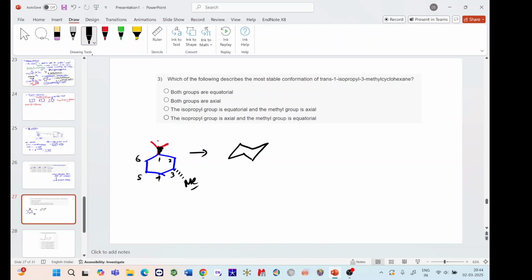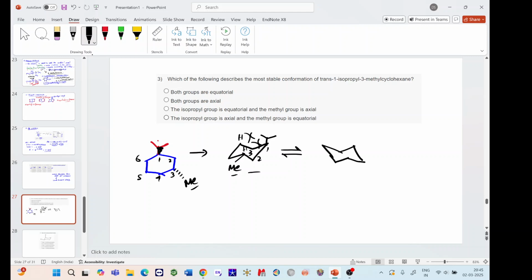This is your chair conformation. This is 1, it is on the top, that means it will be like this. Then you have 1, 2, and 3, this position. So as this is on the downside, here will be your methyl group. But is it stable? No, because it will have this 1,3 diaxial interaction with hydrogen. So just flip it. It can flip to the other conformation.